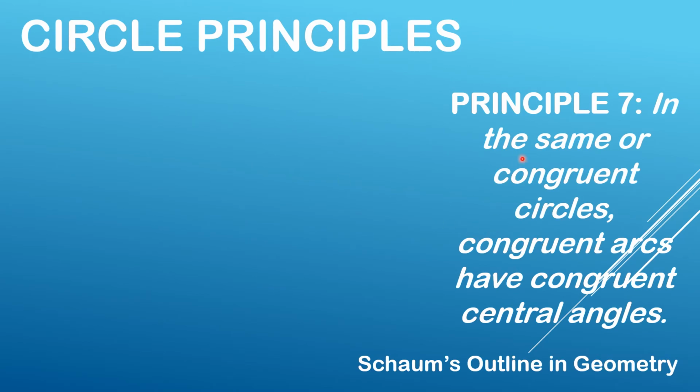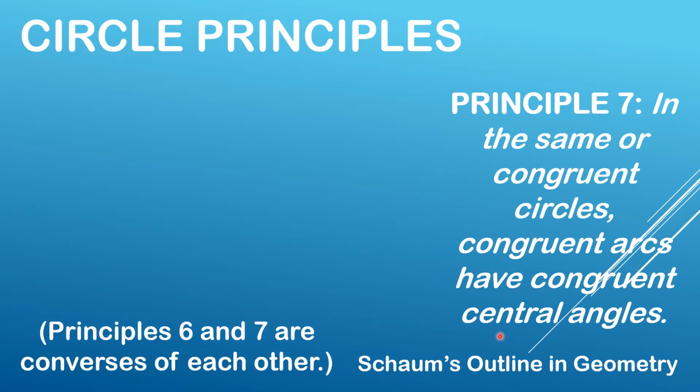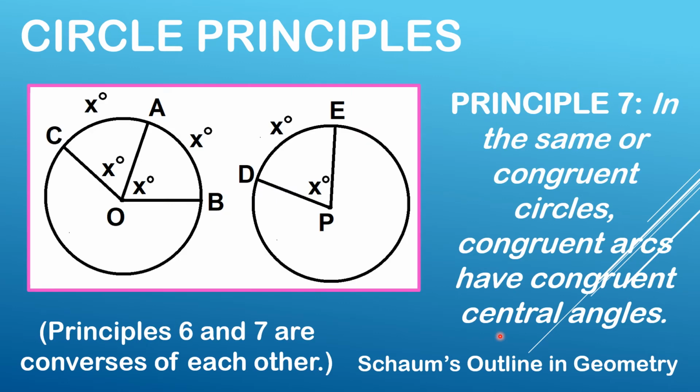Principle 7. In the same or congruent circles, congruent arcs have congruent central angles. So this is the converse of the previous principle. Principles 6 and 7 are converses of each other. So if we say these arcs are congruent in congruent circles, then these central angles must be congruent.